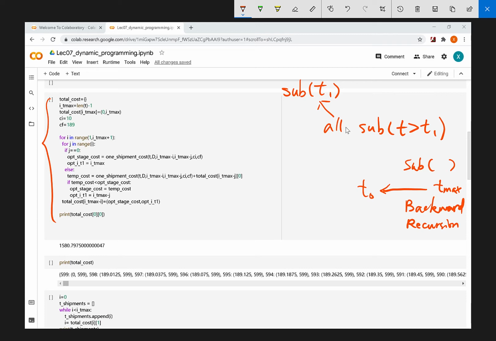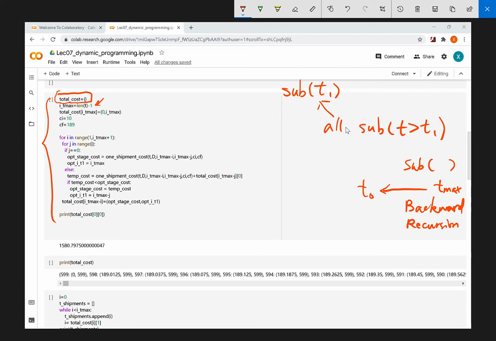So in this way, we try to store all the values from t1 to its larger time index until tmax. To achieve this, we define a total cost as a dictionary. If you are not familiar with dictionary, you can just consider it as some data structure which can store the value together with some index.